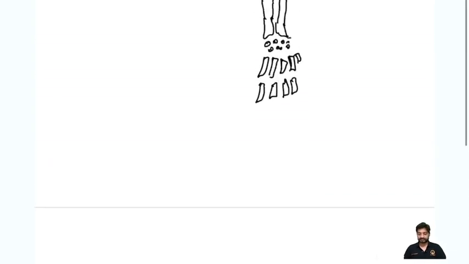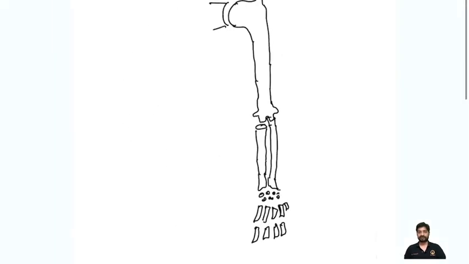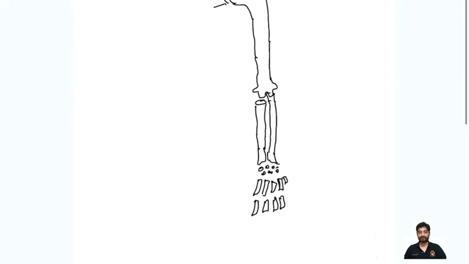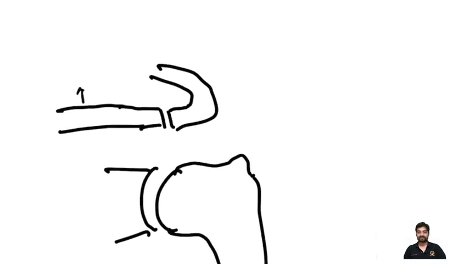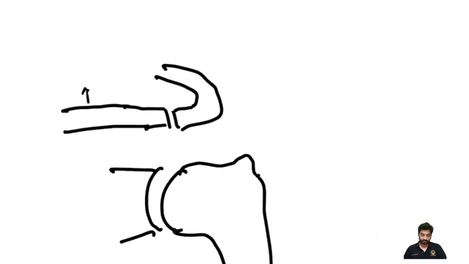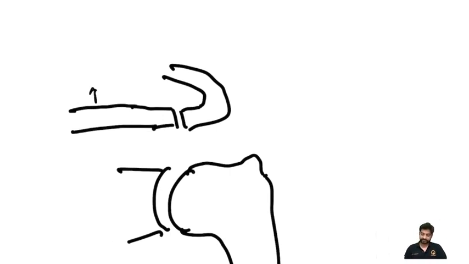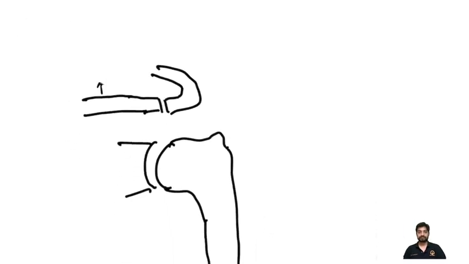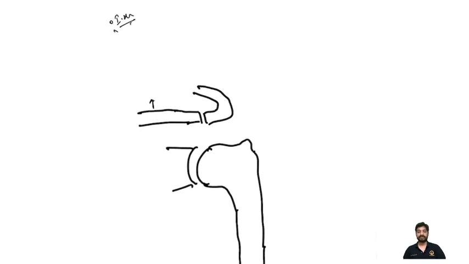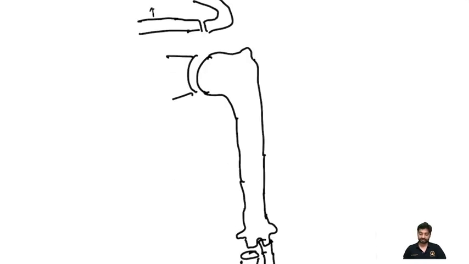So starting with, I have just drawn a pictorial diagram of your upper limb, okay? And we'll discuss the first bone, which is your clavicle, okay? So important points regarding clavicle. The clavicle is the bone which is formed by intramembranous ossification, okay?